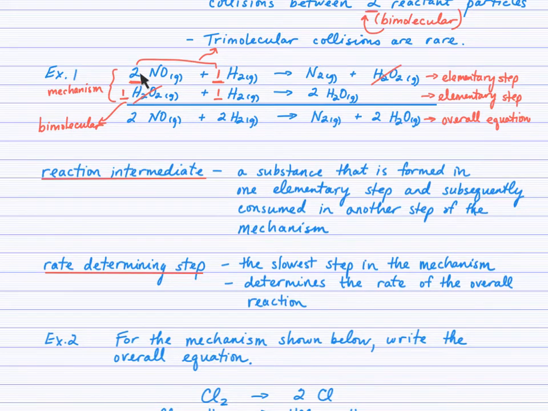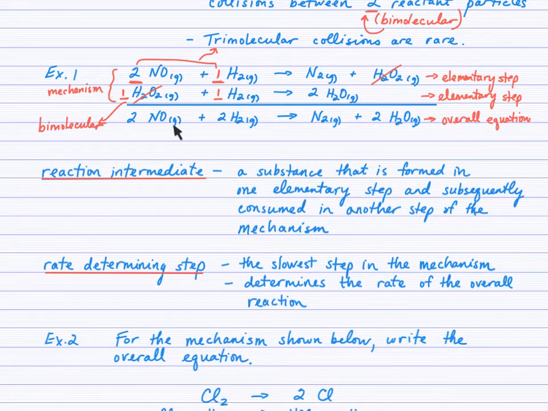So someone has proposed, based on experiments, that 2 nitrogen monoxide particles will collide with 1 hydrogen gas particle. Now that's a trimolecular collision, and we expect the rate to be pretty slow because it will be difficult to achieve the correct collision geometry. When that happens successfully, 1 nitrogen gas particle and hydrogen peroxide are formed. That hydrogen peroxide particle then collides with another hydrogen gas particle in order to form the 2 water vapor molecules.